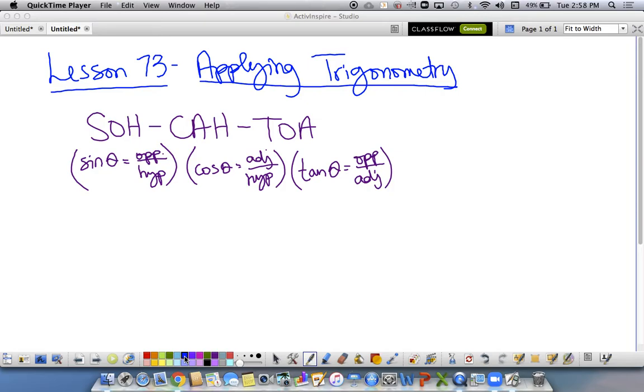I do say trig is the most applicable math to everyday life. Just saying. It's one of my favorites. But some other things that we need to know.